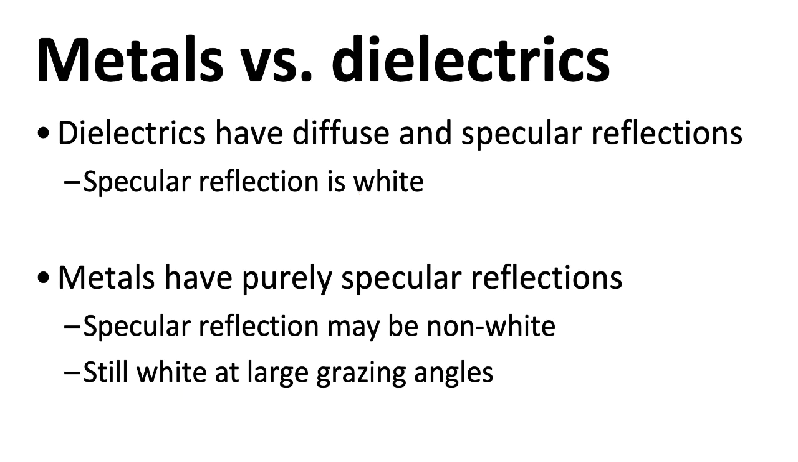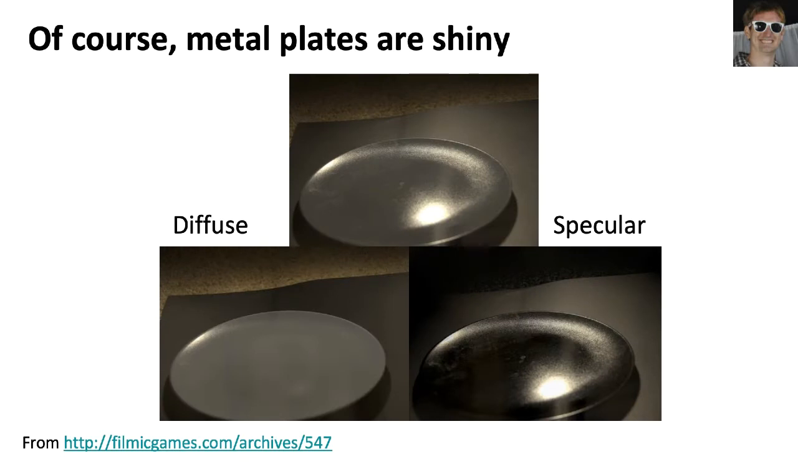So here are some images that John Hable took using different filters with different polarizations in order to split out the specular and diffuse reflections from different objects. Now, this isn't perfect, but it will give you the general idea. You can see that for this plate, there's this dark gray that's pretty consistent over the plate. This is kind of leaking through. That's really a specular reflection, but whatever.